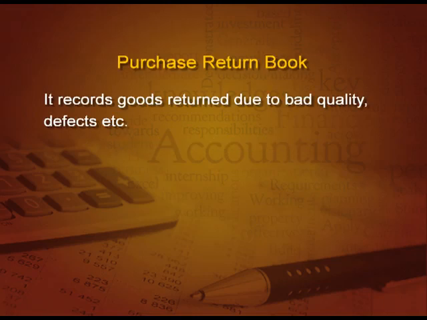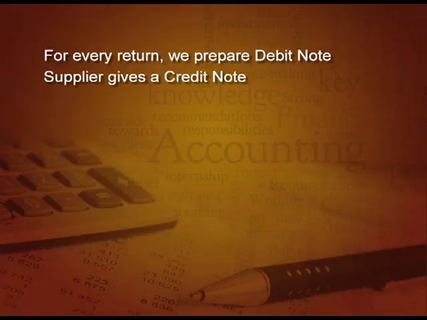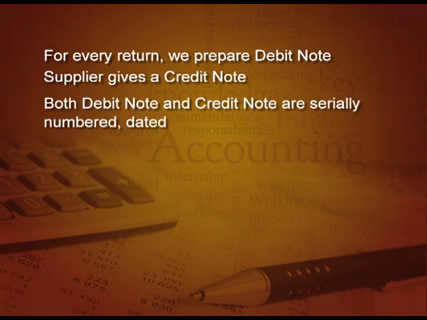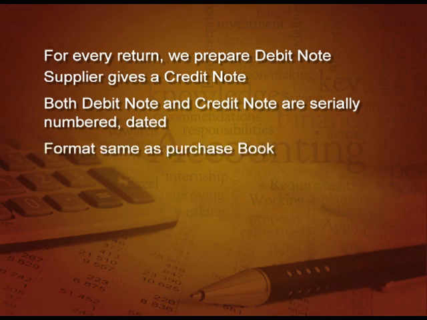Let us talk about the next book now, the purchase return book. It records goods returned due to bad quality, defect, etc. For every return, we prepare a debit note. If we prepare a debit note, the supplier will give a credit note, because there are two aspects of the transaction, one debit, one credit. Both this debit note and credit note are serially numbered and dated. The format is the same as the purchase book.